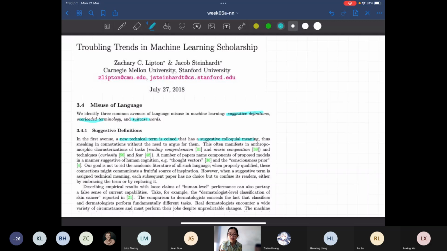For example, many machine learning tasks are called reading comprehension, music composition. And there are techniques or representations that are called curiosity and fear and thought vectors. So these are words that have broad implications in human abilities. By calling your algorithm that, you were sneaking in a connotation that the particular representation is somehow capable of thinking, but they're really not. They're just encoding patterns, right?